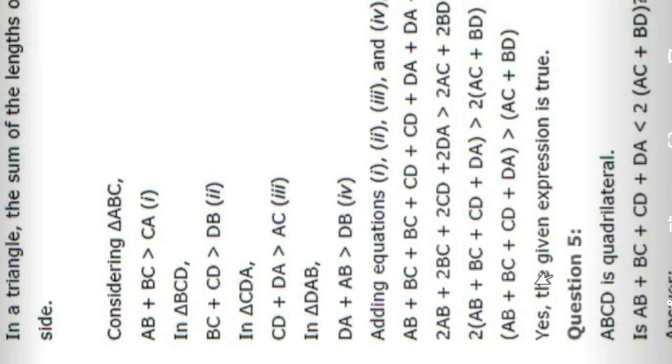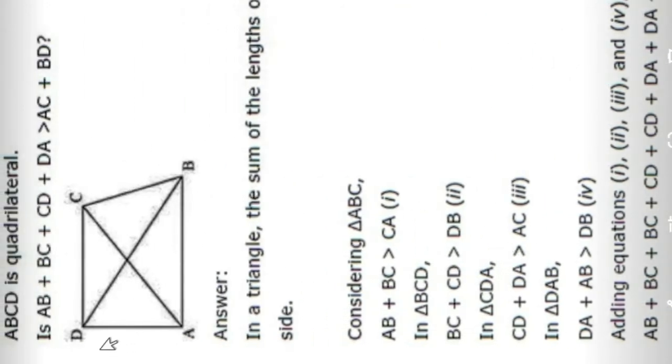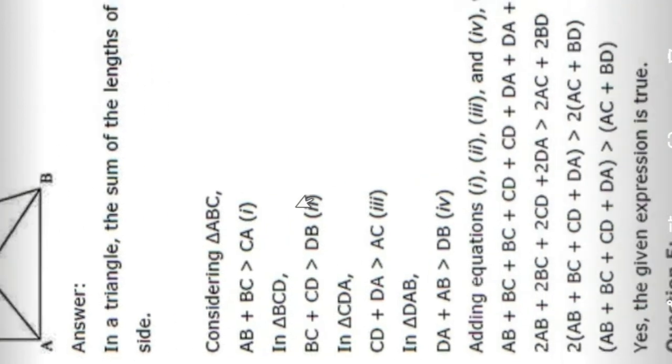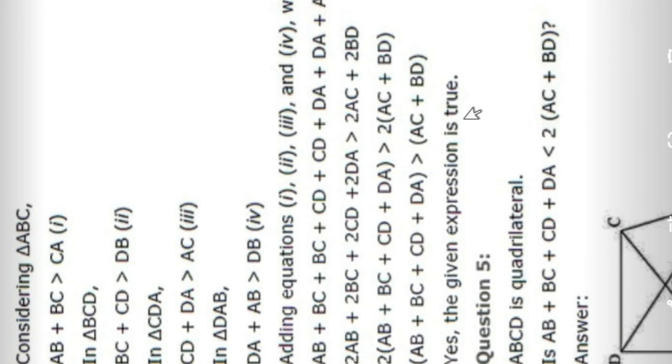So AB plus these 2 can be cut now. From here and here we can cut the 2. So AB plus BC plus CD plus DA is greater than AC plus BD. So yes, the same is given there in the question. So what we can say, the given expression is true.